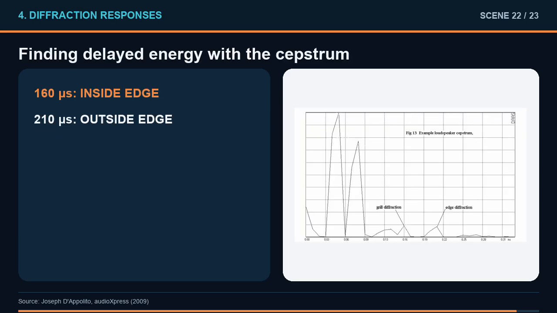Cepstral analysis provides another way to examine reflections and diffraction. In simplified terms, it converts repeated or delayed structure in the frequency response into features on a time-like axis. The inside edge of this grill is about 5.5 centimeters from the tweeter axis, so its diffracted wave arrives roughly 160 microseconds behind the direct sound. The cepstrum shows a feature at that delay. A second feature near 210 microseconds corresponds to the outside edge. The earliest spikes must be treated carefully, because they can belong to the original impulse rather than a separate reflection.